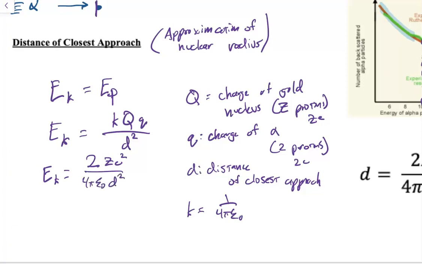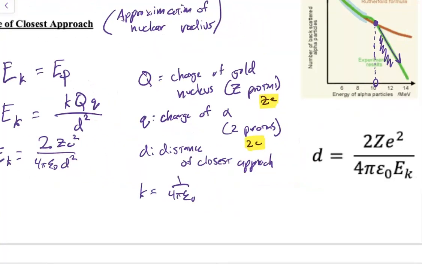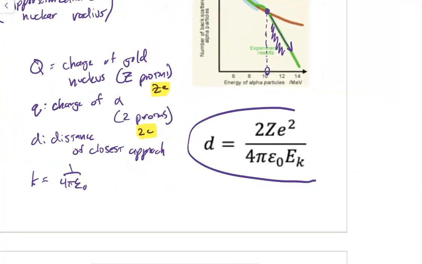This occurs, right? 2 ZE squared is 2E times ZE, right? This is the charge of the gold nucleus and the charge of the alpha particle. If I solve for D, I would end up with this equation right here. And that's the equation you'll get for distance of closest approach. They might ask you to derive that or explain it or some sort.